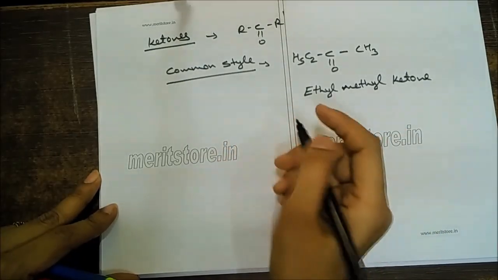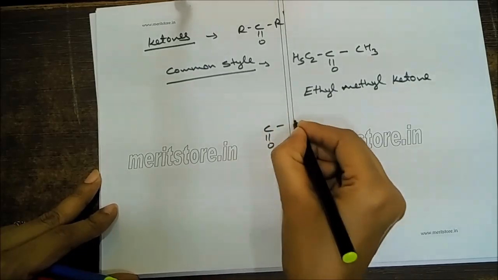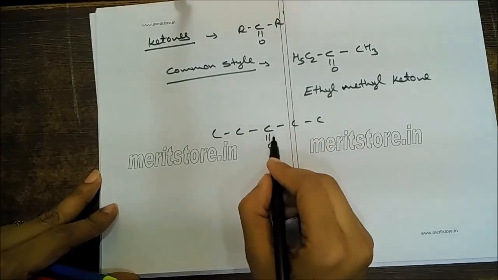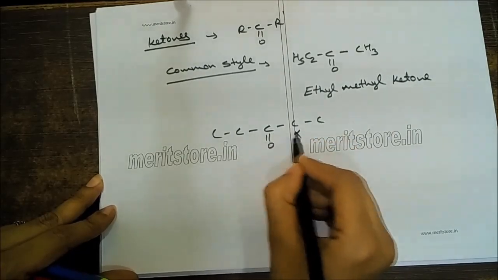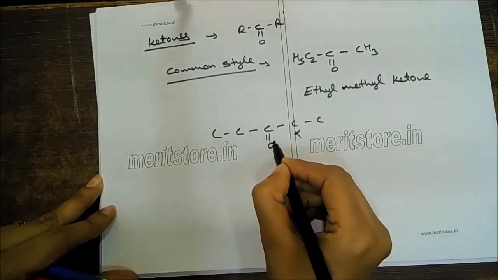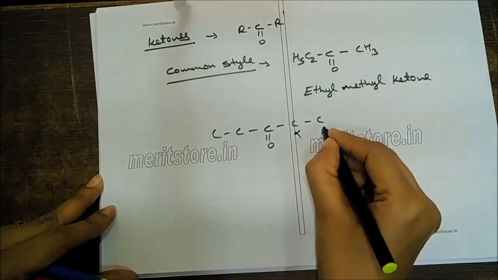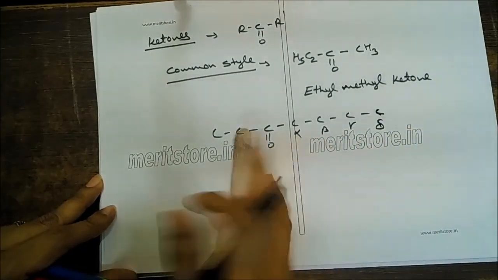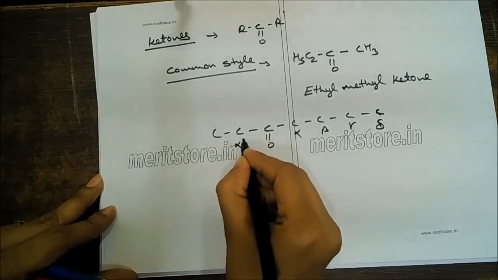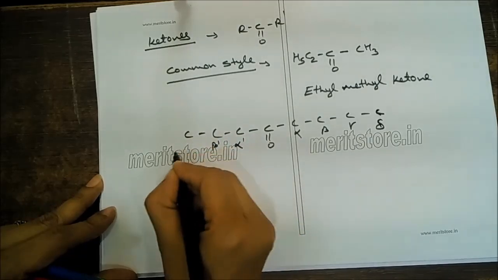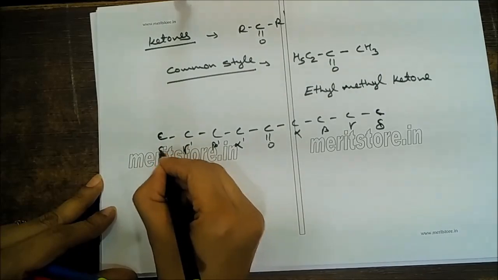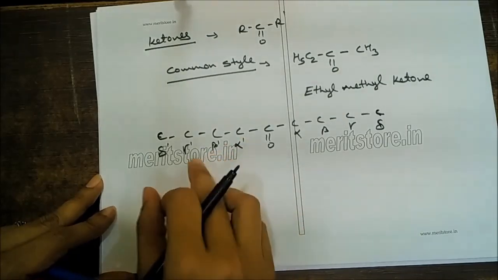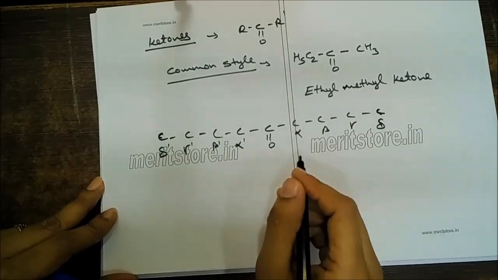here there are two chains, so one side will be given alpha. This carbon is directly attached to this keto group or carbonyl group, so it will get alpha, this beta, then gamma and delta. The other side will get alpha dash, beta dash, gamma dash and delta dash. One side gets alpha and the other side gets the dash positions. So we take one example.